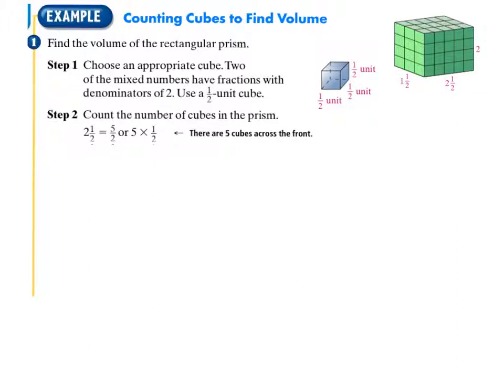So 2½ equals 5 halves, or 5 times 1/2. So there are 5 cubes across the front. 1, 2, 3, 4, 5. Then there are 3 cubes along the side. 1½ equals 3 halves, or 3 times 1/2. So there are 3 across the side. 1, 2, 3.